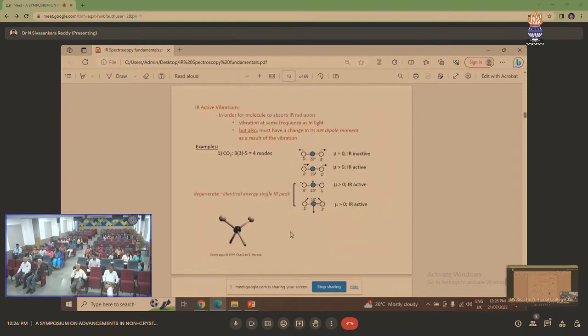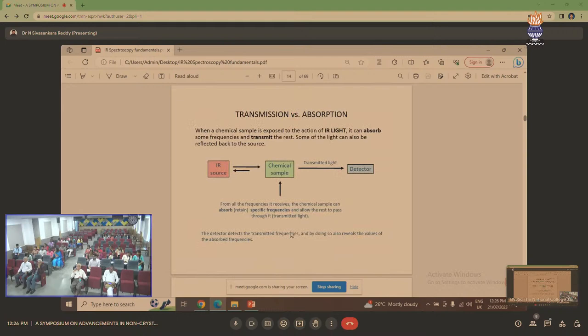I just want to tell you some basics, then I will go to the actual work. You can see how IR spectroscopy works. In IR spectroscopy, we take a transmission spectroscopy or absorption spectroscopy. When a chemical sample is exposed to the light, the sample absorbs a particular radiation of the IR, which is characteristic of a given molecule. The transmitted radiation is detected by the detector, which gives the information of the particular radiation absorbed by the sample, which is due to the specific functional group or bond present in a material.